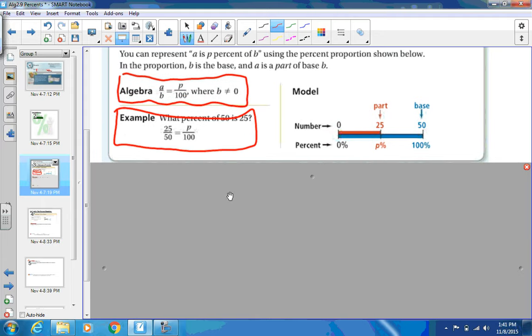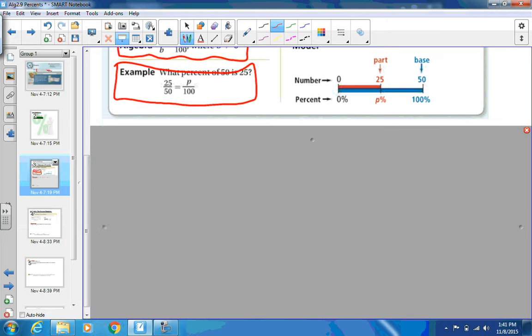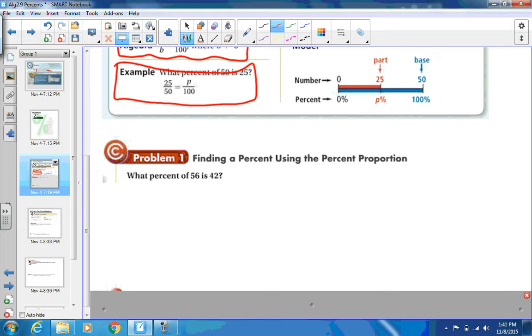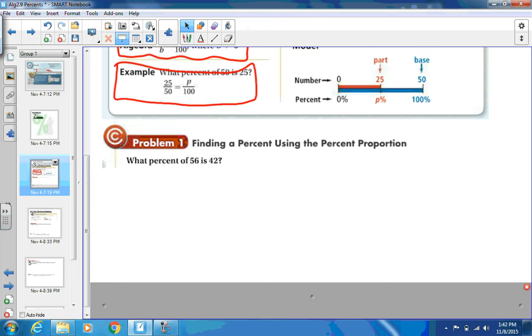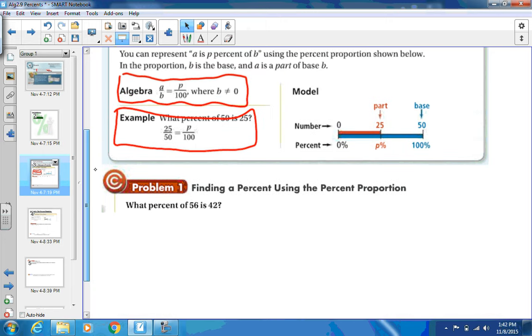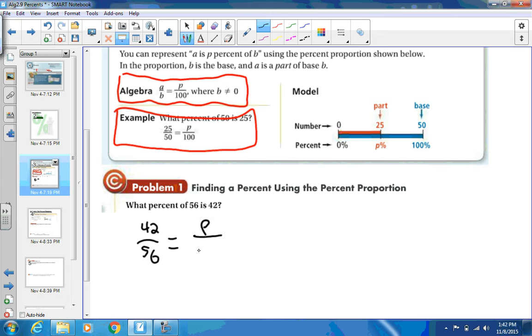Now we're going to do an example together, maybe two, of finding percent. So here we go. Maybe I'll move this up a little bit so you can see this too. It says what percent of 56 is 42? So you've got to think, which one is our whole and which one is our part? And I think, it says of 56, so that's going to be our whole. 42 is our part. Set that equal to P percent over 100. And then solve for P.